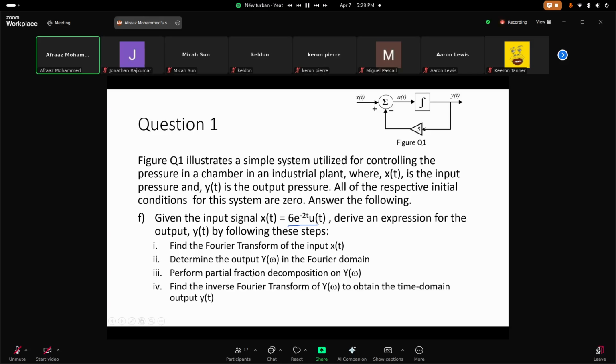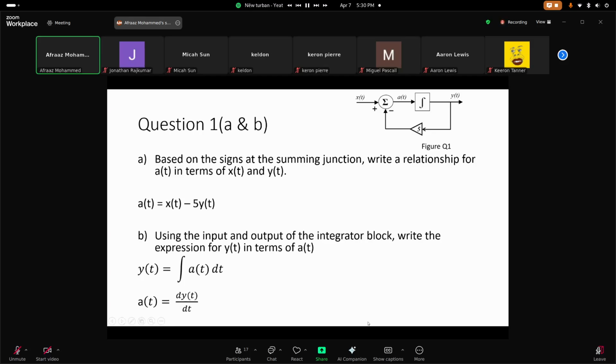output y of omega is not going to be in a format that we can directly convert or put back in the time domain. So first, what we'll do is perform partial fraction decomposition on that y of omega. And finally, we will find the inverse Fourier transform of that decomposed y of omega and get the time domain output y of t. Okay, so all these steps are listed there, right? And we just answer the question by going through the steps one at a time.